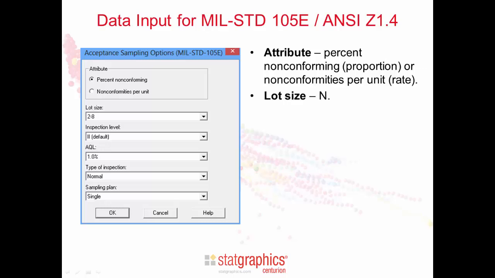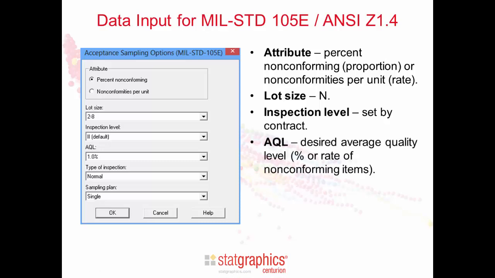Secondly, you need to specify the range containing your lot size, capital N. You also need to pick an inspection level, which is normally set by contract. There are 3 inspection levels you can choose from, with inspection level 2 being the default. The fourth item to be selected is the AQL. This is the desired average quality level, or the maximum percent or rate of non-conforming items that is acceptable.